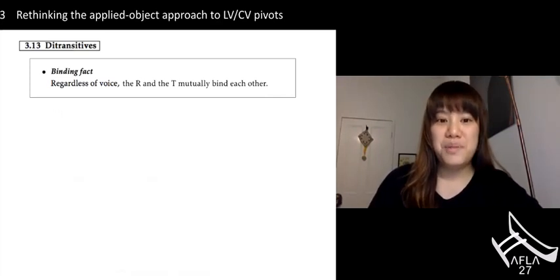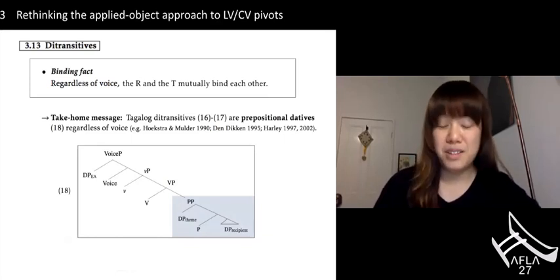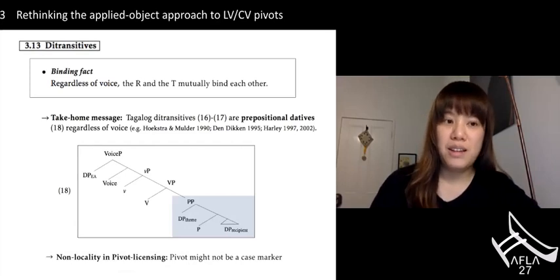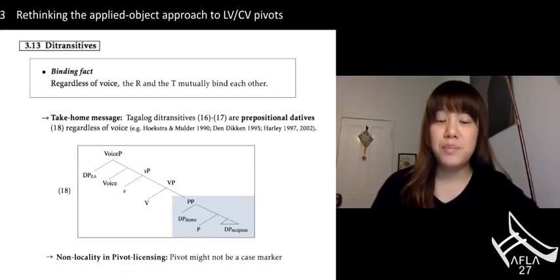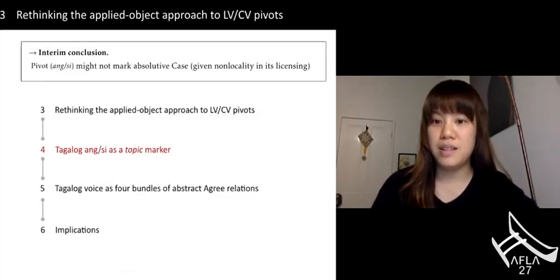So the take-home message we can see here is that Tagalog ditransitives might be prepositional datives, regardless of voice alternation. And here I'm adopting a certain approach to prepositional datives with the binding effect that's compatible with what we have seen. And importantly, the fact that voice alternation doesn't affect binding relation, but affects pivot placement, again raises questions for analyzing pivot as any kind of case marking, as the licensing of case marking should respect locality. Okay, so in conclusion, we have seen some evidence that pivot might not be a case marker given the non-locality in this licensing.